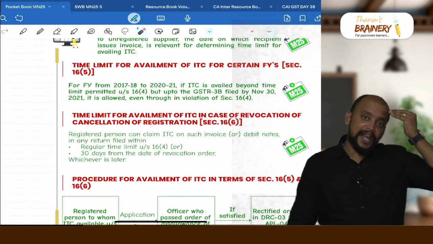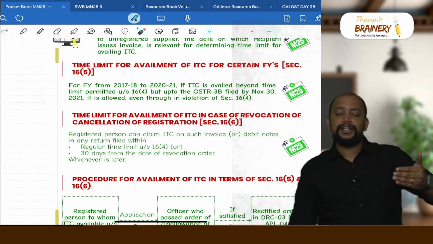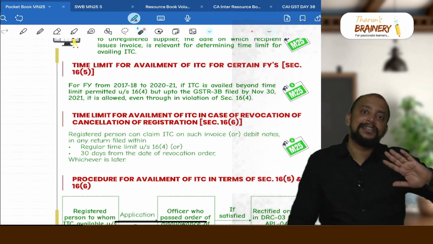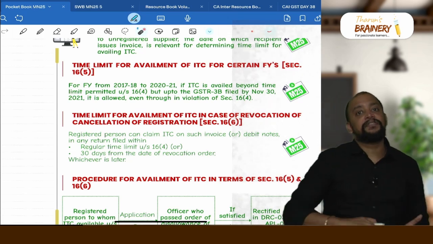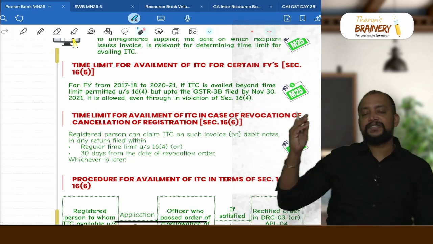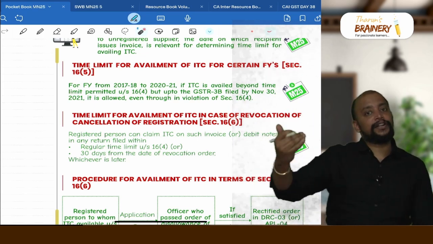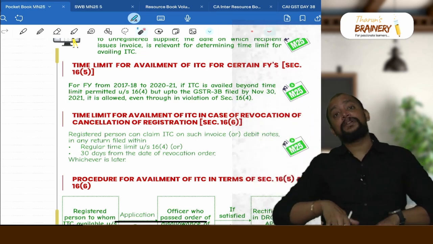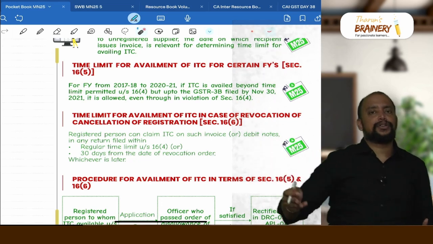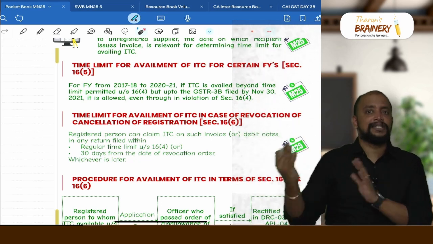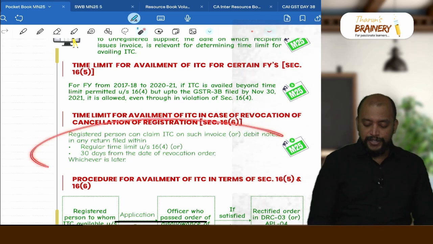So as on the date of cancellation, the time limit for availment of ITC is not expired, and now we can take it, because that's why they have given whichever is later. Which means within 30 days from the revocation order, we can definitely take ITC. What if the normal time limit itself is beyond that 30 days from revocation order, then the normal time limit, that's what whichever is later is taken for the purpose of availment of ITC.